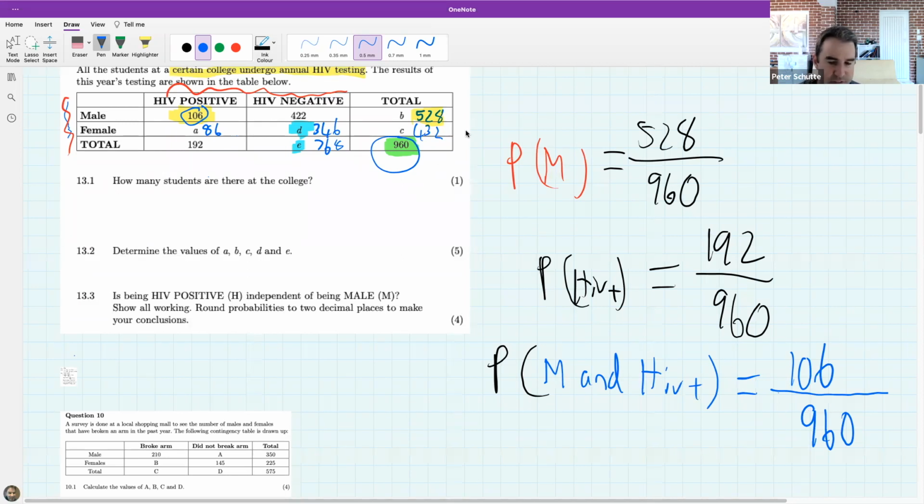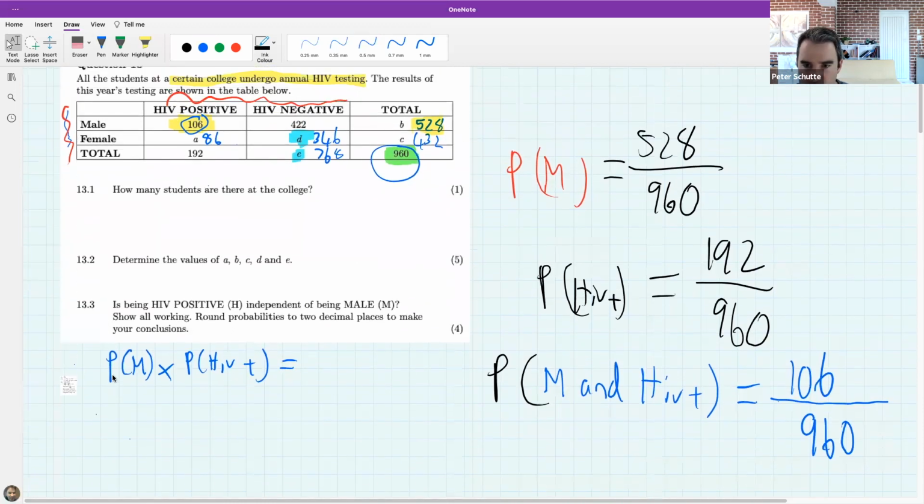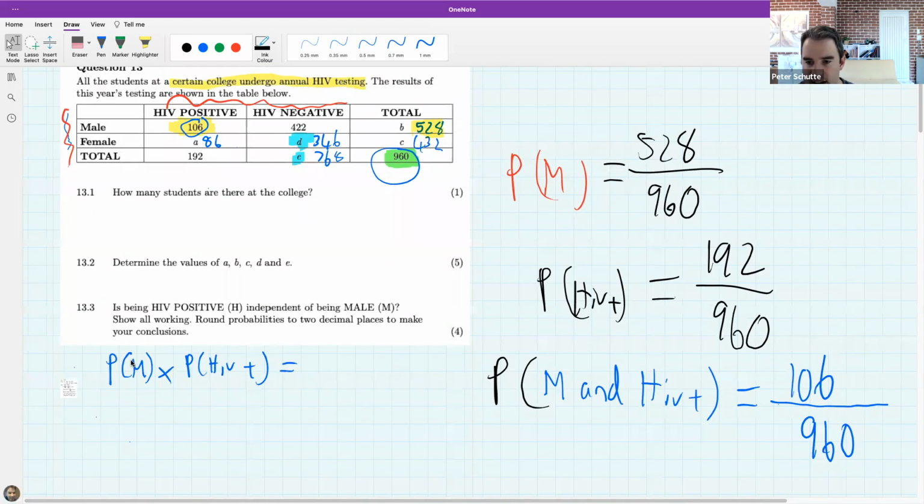Okay, now we can determine if the events are independent. Now it's set to two decimal places. So what I'm going to do is find out the probability of being male times the probability of being HIV positive. And I want it in decimals because the question said to 2 decimal places of accuracy. So let's do that. What is 528 over 960 times 192 over 960? What do you guys get? So I get 0.11.